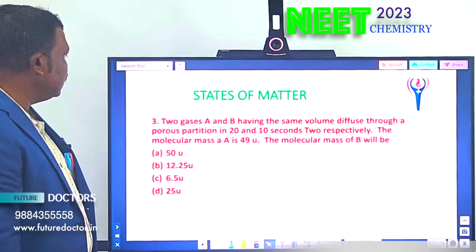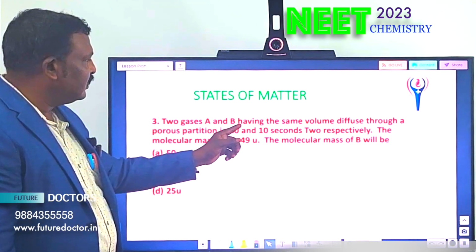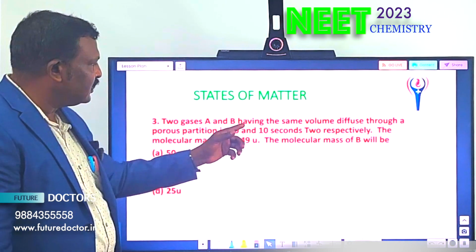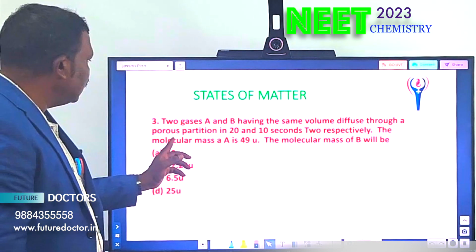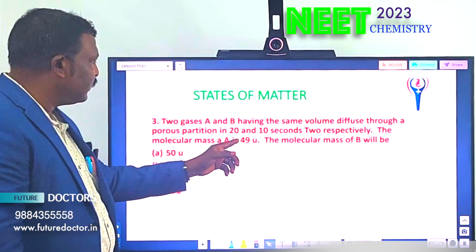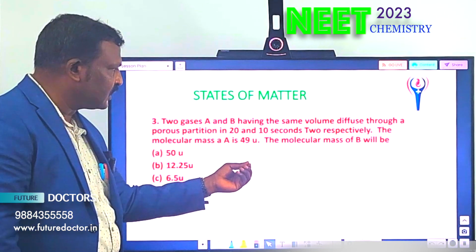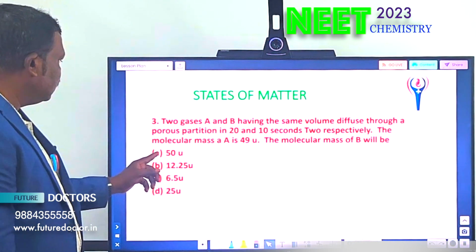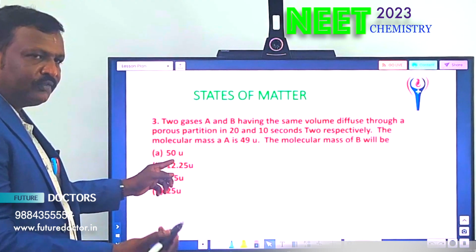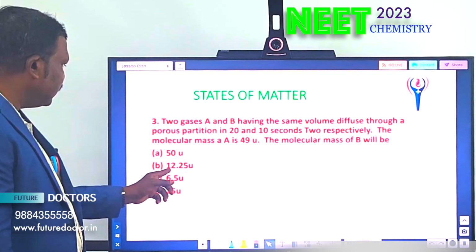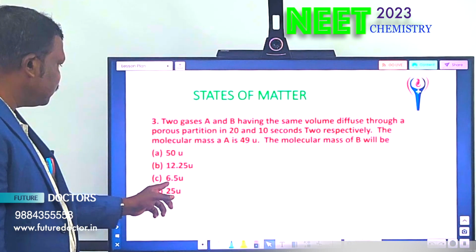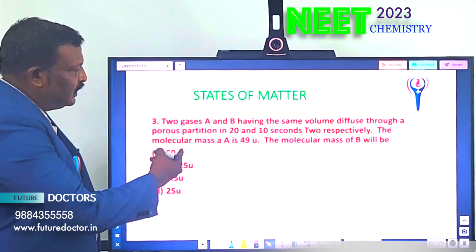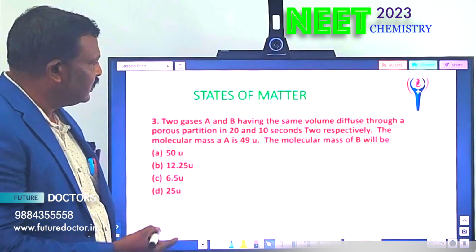Next one. Third question. Two gases A and B having the same volume diffuse through a porous partition in 20 and 10 seconds. Okay. The molecular mass of gas A is 49 U. This is called unified mass. Okay. The molecular mass of B will be dash. Option A 50 U, U means unified mass. Option B 12.25 U. Option C 6.5 U. Option D 25 U. Okay. So you have the formula, Graham's law of diffusion. If you know this, you are able to solve them.